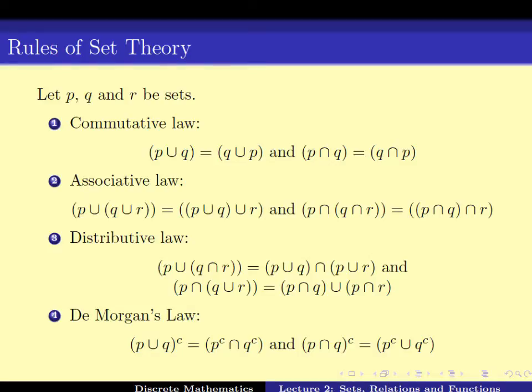Now, these laws are provable laws. That means you can prove these laws from the definition of intersection, union and complement. I leave it to you to check that these laws are indeed correct. In the 2 video lectures that I will spend on solving problems, I will prove that these laws are actually true. But before that, I encourage you to try to prove it for yourself that these laws are indeed correct. They should follow from the definition of union, intersection and complement.